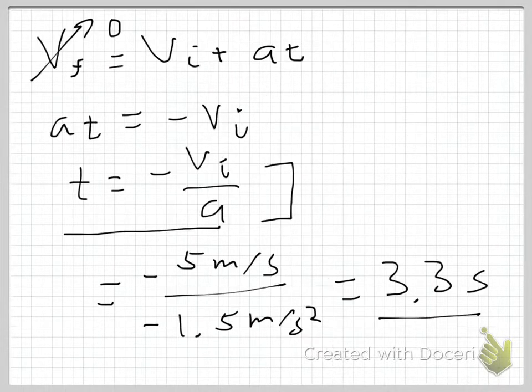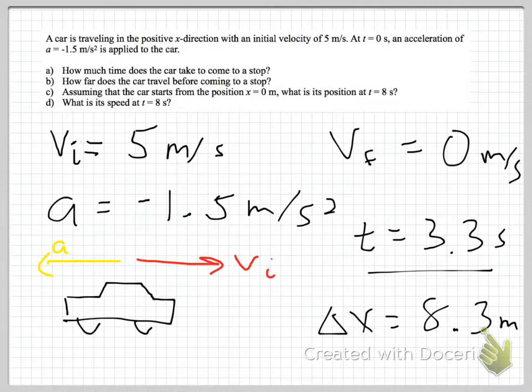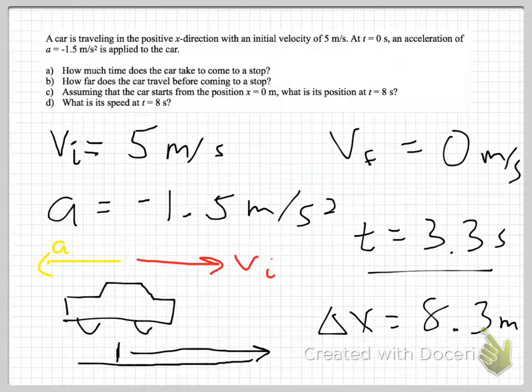Let me look at my original picture. If my starting position is here, the car moves this way 8.3 meters, and it comes back, and after 8 seconds, it's over here, 8 meters to the left of its original position.